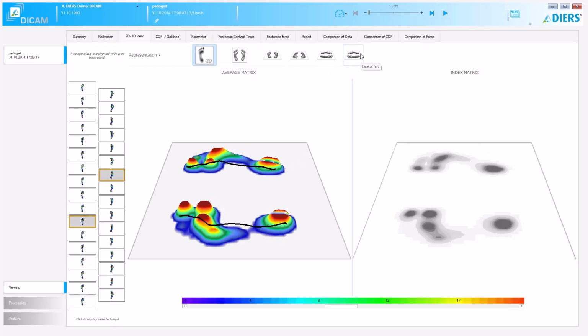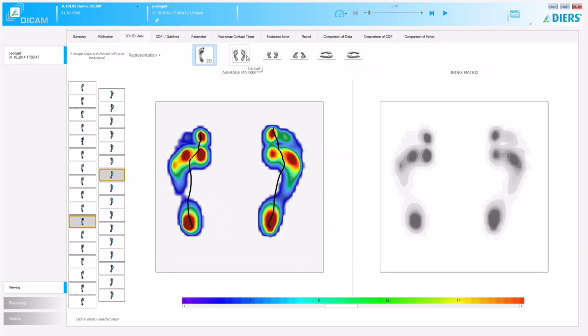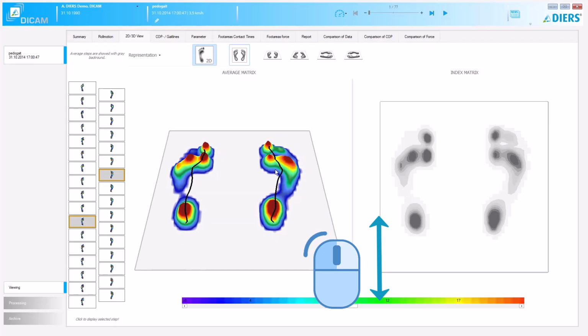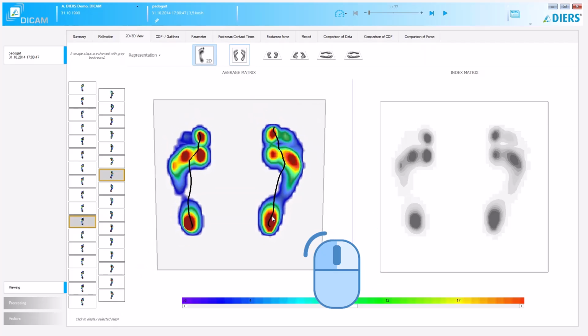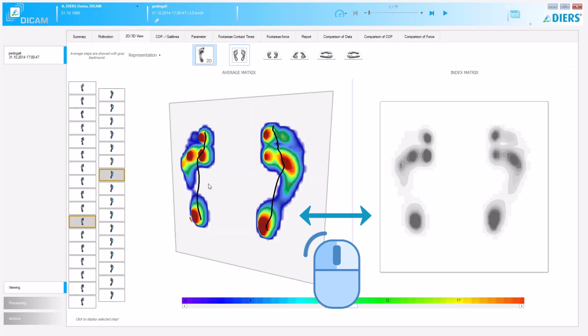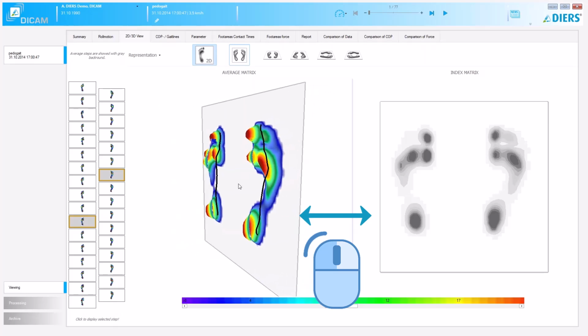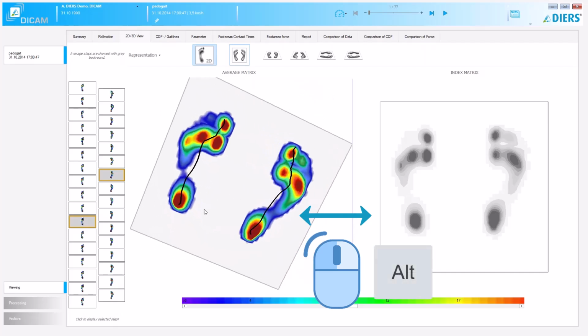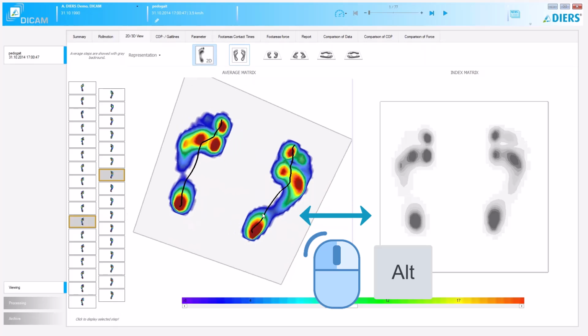You can also select an individual view by moving the mouse pointer into the index matrix and holding down the left mouse button. If you now drag the mouse up or down, the print page will rotate vertically around the horizontal axis. If you drag the mouse sideways, the image rotates horizontally around the vertical axis. Dragging the mouse sideways while holding down the Alt key will rotate the image around its center axis.